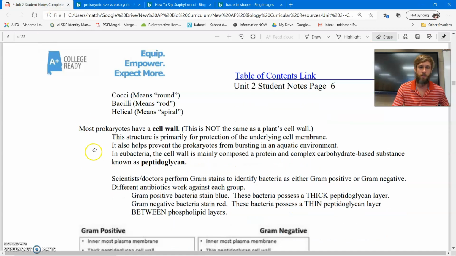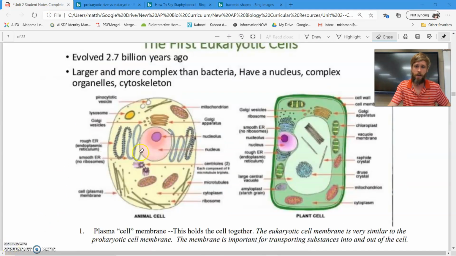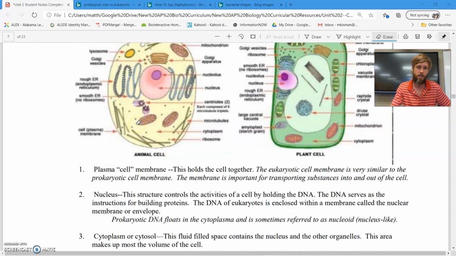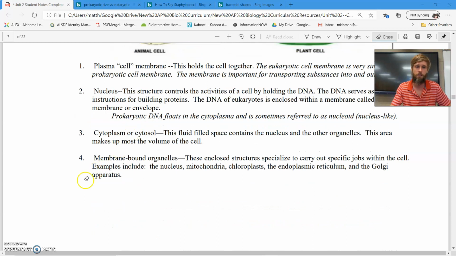So back to the notes. Here are your diagrams for animal cells and plant cells. Hopefully you notice there's a lot more going on inside of animal cells and plant cells. Remember, these are way bigger. They are thought to have evolved about 2.7 billion years ago instead of 3.5, larger and way more complex. So hopefully, if you reminisce, you remember learning about some of these things. All right, so that's the end of this video.